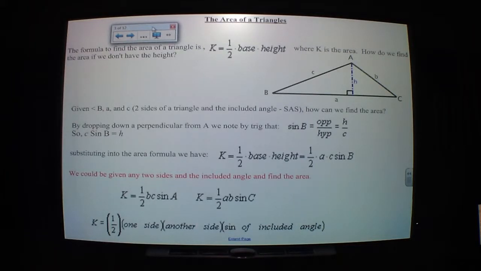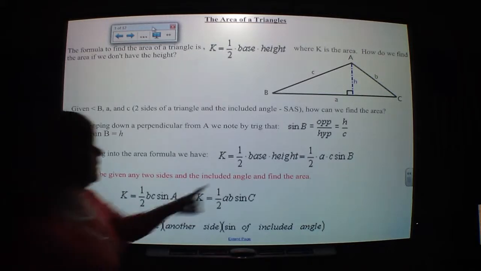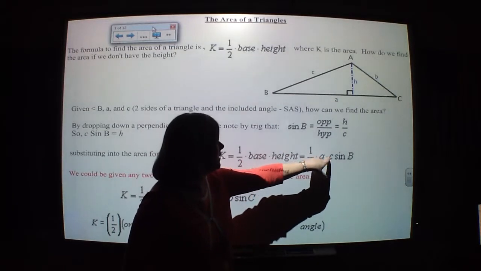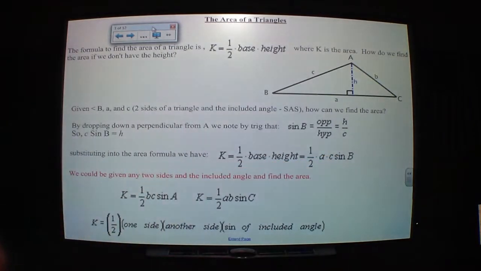Well, there's a formula we can use. That is 1/2 a side times the sine of my included angle. Included meaning in between the two sides. And we can derive that by using a little right triangle trig.